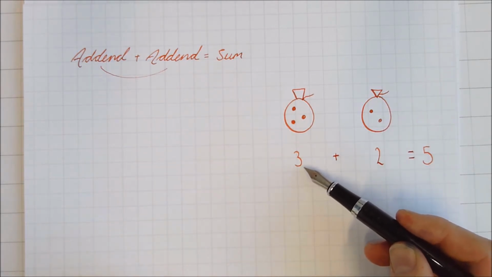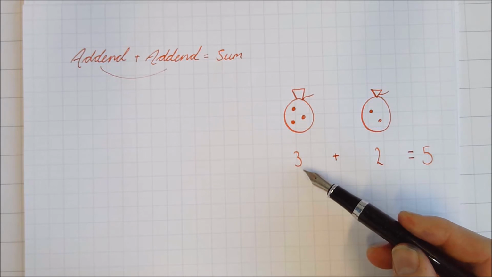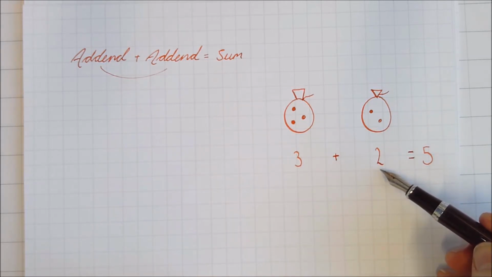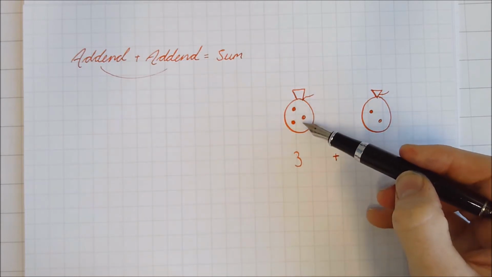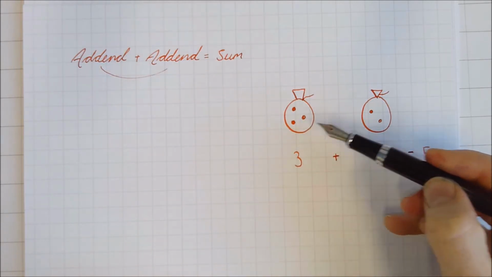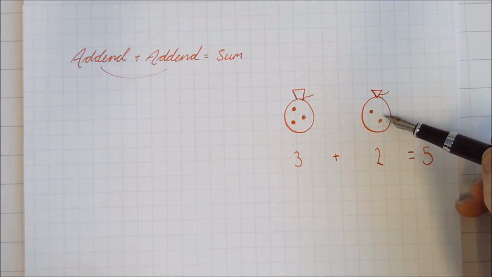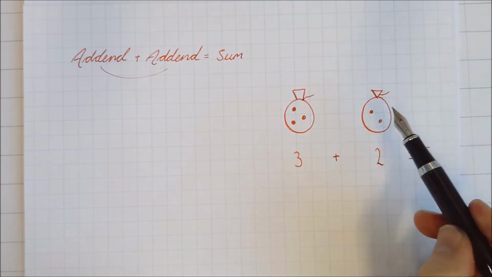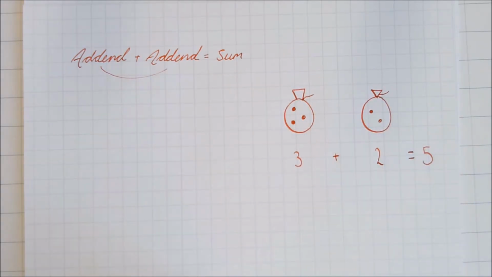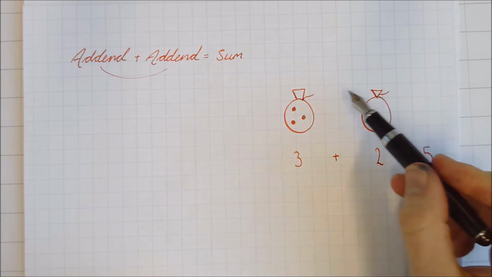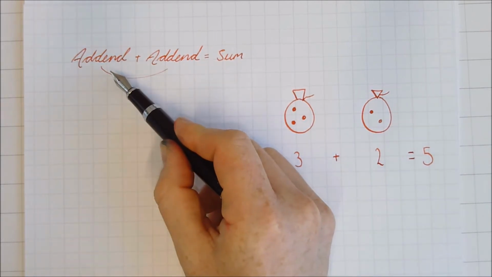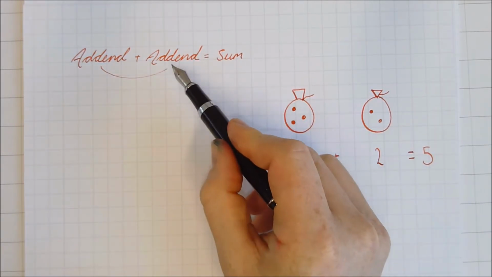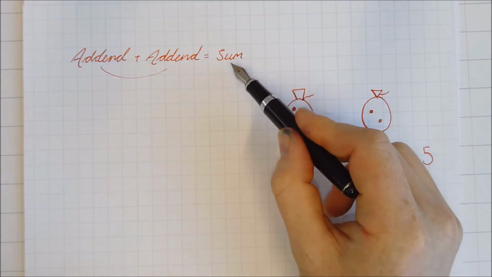So, what does the 3 represent? What does the 2 represent? And what does the 5 represent? Well, hopefully you said, this 3 represents the number of marbles in this bag. This 2 represents the number of marbles in this bag. And this 5 represents the number of marbles in both of the bags combined, or the sum of the marbles. The 3 is our first addend, the 2 is our second addend, and 5 is our sum.